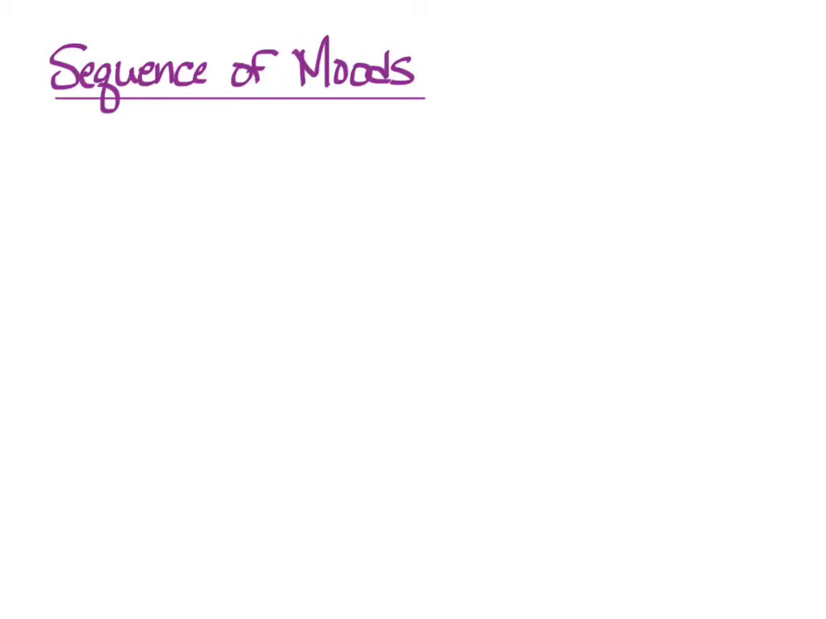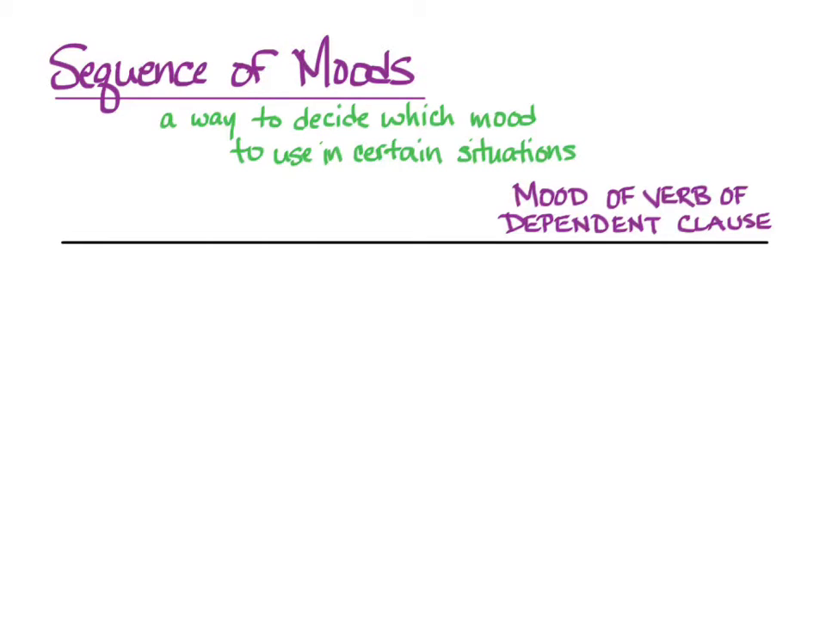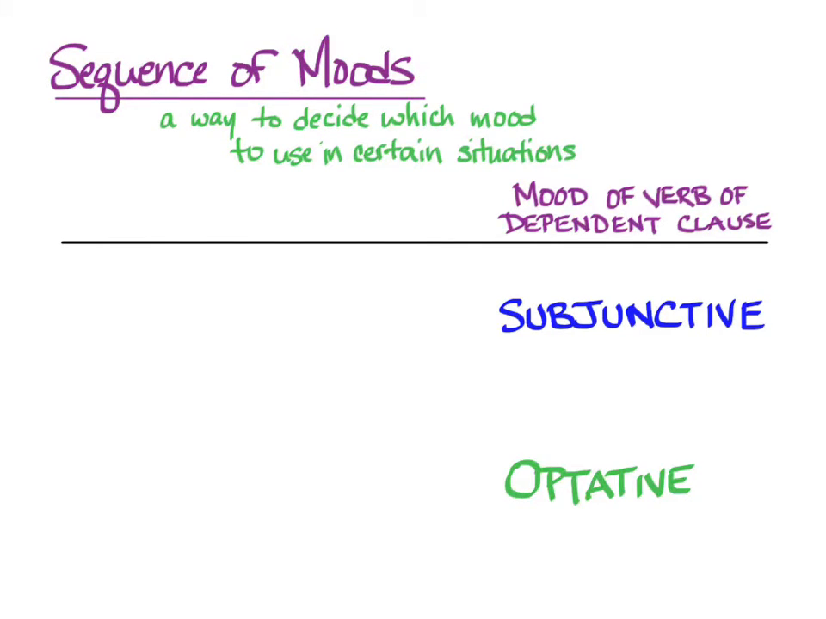They use every kind of typeface they can to get your attention and make sure you know this is super important. Well, it is, but it's really just a way to decide how to choose which mood to use in certain situations. That's all. Some dependent clauses in Greek will use the subjunctive or the optative, and you'll use the sequence of moods to decide which one.